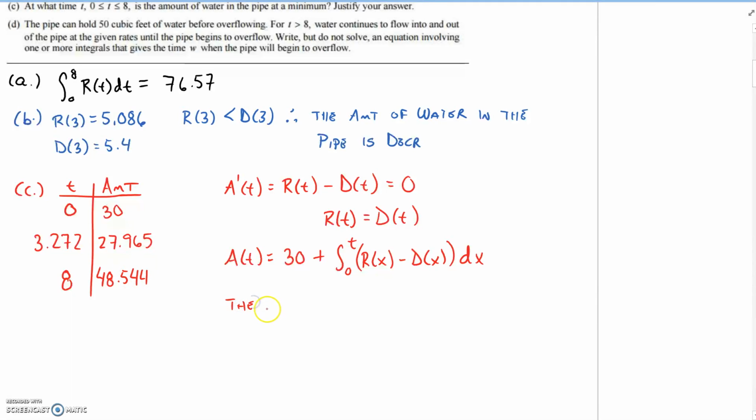Then we've got to make sure that we answer the question. The absolute min amount of water is at t equals 3.272. I think this is hours.